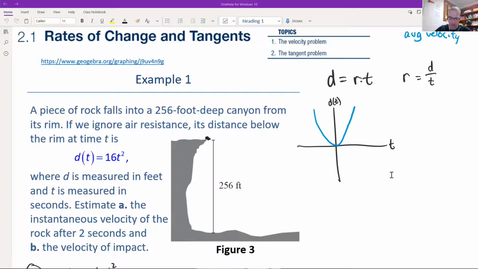So, for instance, what we could do is use this formula and say that we're trying to get something that's close to after 2 seconds, when it's in the air. So let's go ahead and calculate d of 2 real quick. d of 2 is 16 times 2 squared, and that's going to be 64 feet.